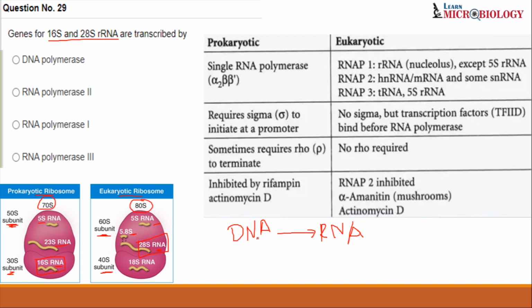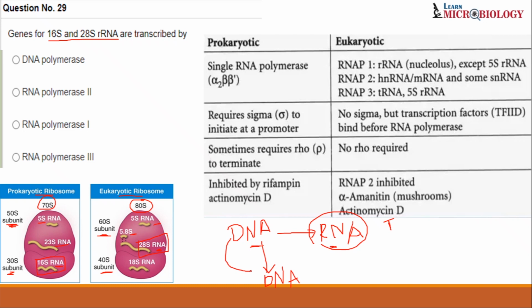So the polymerase enzyme is named like this. It is called DNA-dependent RNA polymerase. So in transcription, the polymerase will be RNA polymerase. While during replication, we know that DNA is replicated to form another copy of DNA itself.